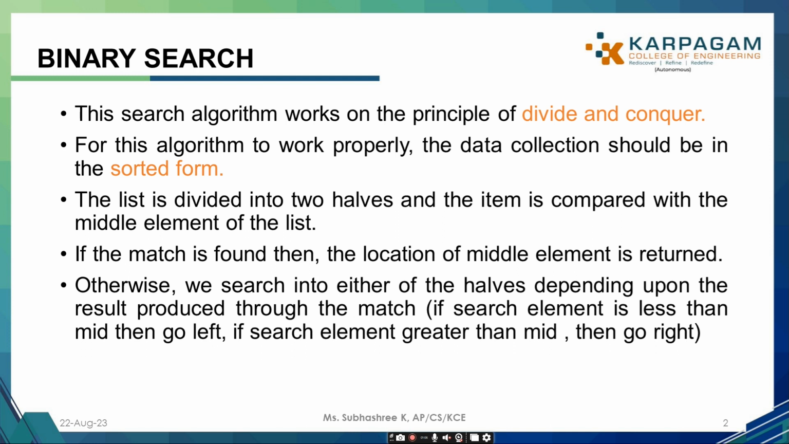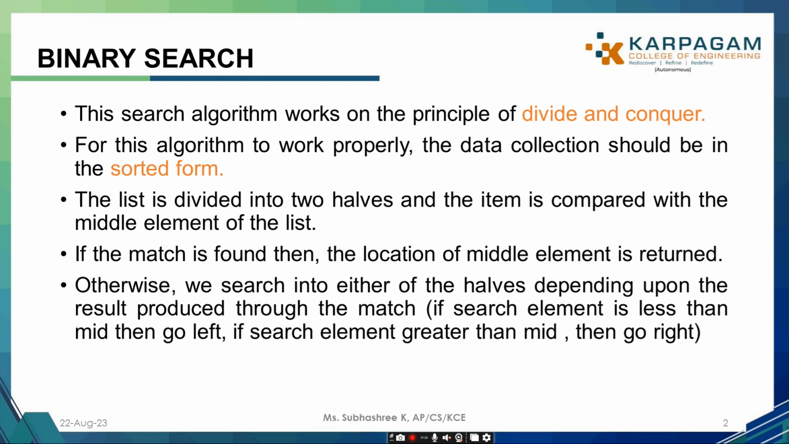So binary search works on the principle of divide and conquer. In the same way, the given array has to be divided into halves, and you make a search. For that, the precondition is that the data has to be in sorted form, either in ascending order or in descending order. The algorithm has to be tuned as per the given ascending or descending format.